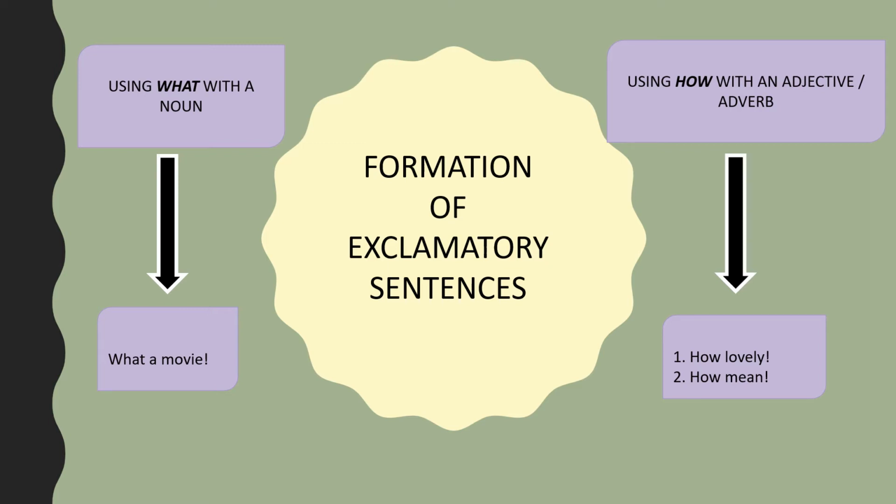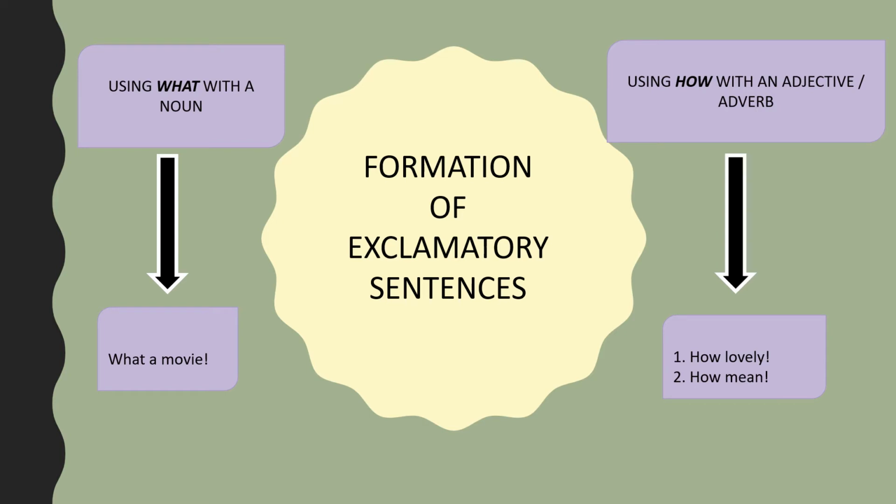Okay, or you can say how mean of her, how lovely of my aunt to bake a cake on my birthday, how lovely of my mom to bake a cake on my birthday, or how mean of her to tell a lie about me. So these are exclamatory sentences. See, very easily we have learnt how to form an exclamatory sentence. And don't forget to put the exclamatory mark at the end of the sentence, okay? Otherwise all your hard work will go down the drain. No marks. If you don't have an exclamatory mark, no mark.